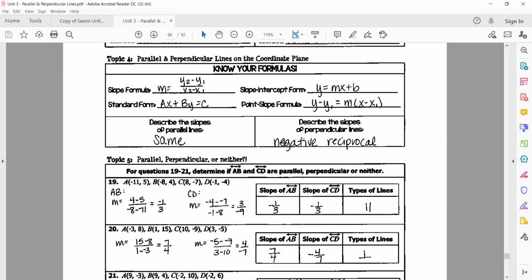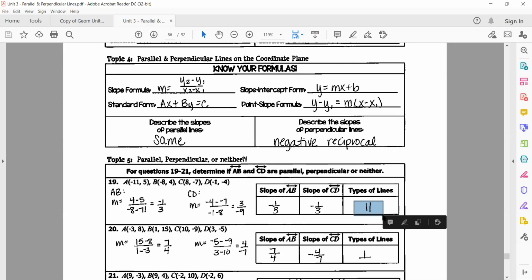Be sure you know these definitions. The slopes are the same, the lines are parallel. And remember, negative reciprocal, that two-part definition for perpendicular. You can see that from the 19 through 21, you've got some problems there where all they're doing is comparing slope. And if they meet the definition, you know if they're parallel.